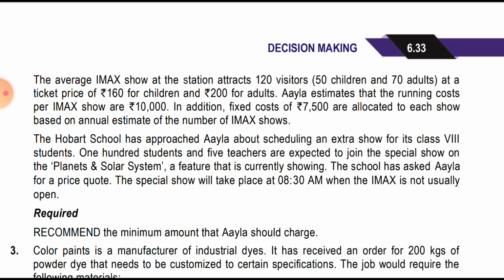Ayla estimates that the running cost per IMAX show is 10,000. In addition, a fixed cost of 7,500 is allocated to each show based on the annual estimate of the number of IMAX shows. So Ayla's running cost is 10,000 per IMAX show, and it is attracting approximately 120 visitors, 50 children and 70 adults, charging 160 for the children and 200 for adults.